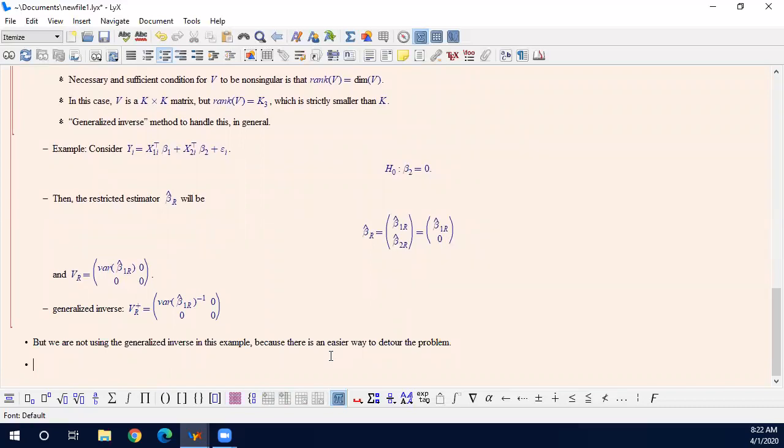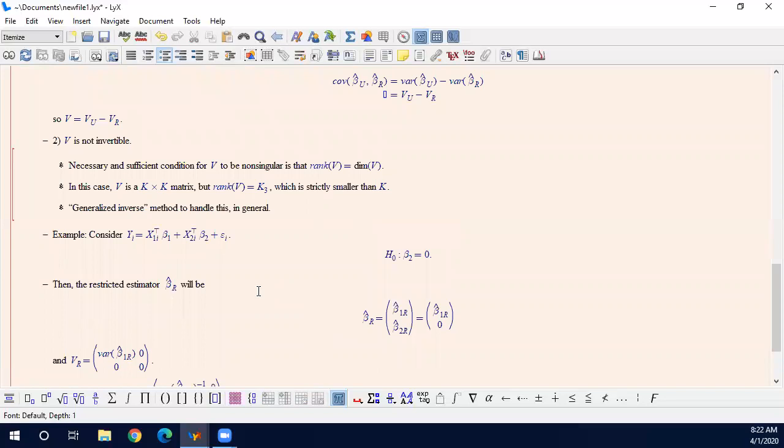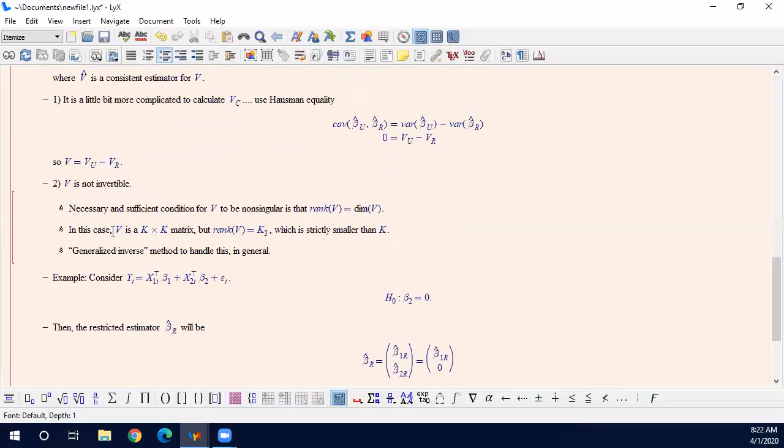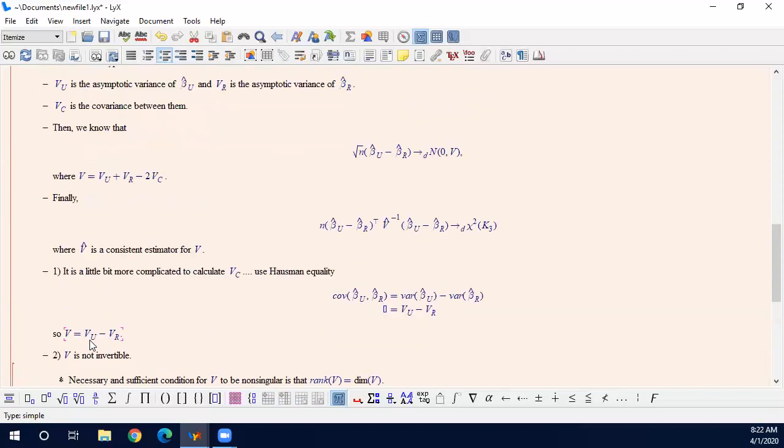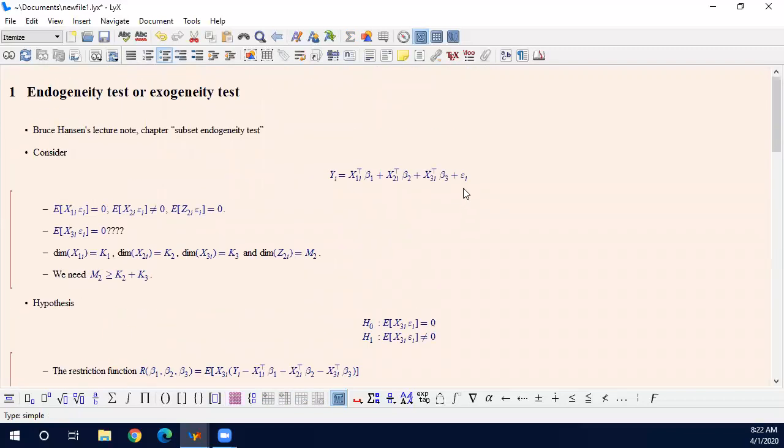The solution is this. The basic problem is coming from this fact: V is K by K dimension, but its rank is only K3. So let's make this dimension equal to K3, then it'll be fine. K3 is the dimension of this coefficient. So let's just compare beta 3 between the restricted model and the unrestricted model. That should be enough, and that is equivalent.